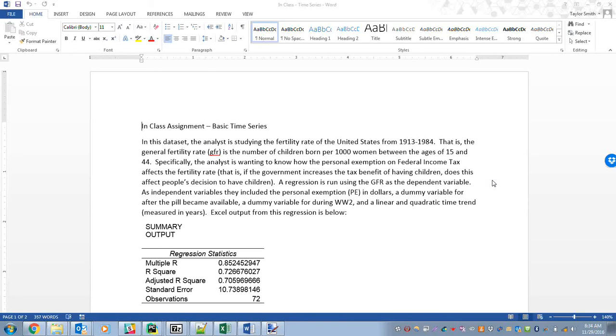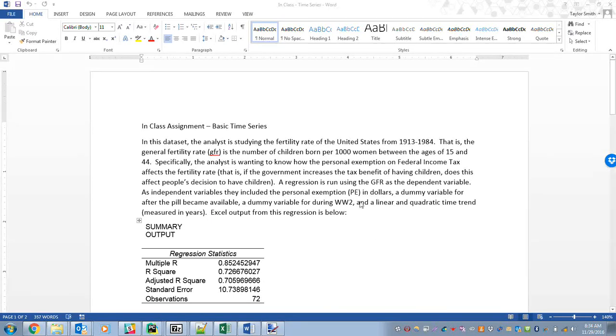This particular in-class assignment is very, very basic as far as time series goes. Like I said in class, you can spend an entire semester or more only looking at time series analysis. It can get very complex. There's a lot of subtleties and things that you need to look at in it. But for our purposes, this is just a very brief introduction of how to use time in a very basic regression analysis.